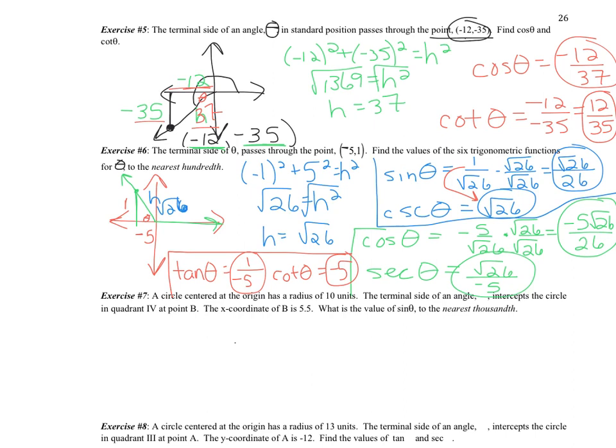Okay, so in this problem, I have my picture, right? Negative 5 is my x and 1 is my y. Notice this is not really to scale at all, and that's totally fine. It doesn't really matter if your sides look the same as long as they're in the correct quadrant.